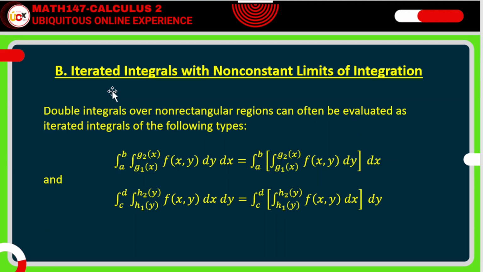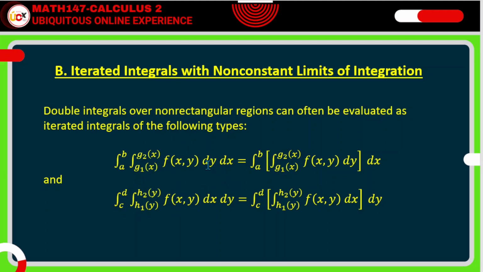The second type of multiple integral is the iterated integrals with non-constant limits of integration. As I said, for iterated integrals with non-constant limits of integration, the bounded region is non-rectangular. So these are double integrals over non-rectangular regions, and they can be evaluated by using any of the following types.